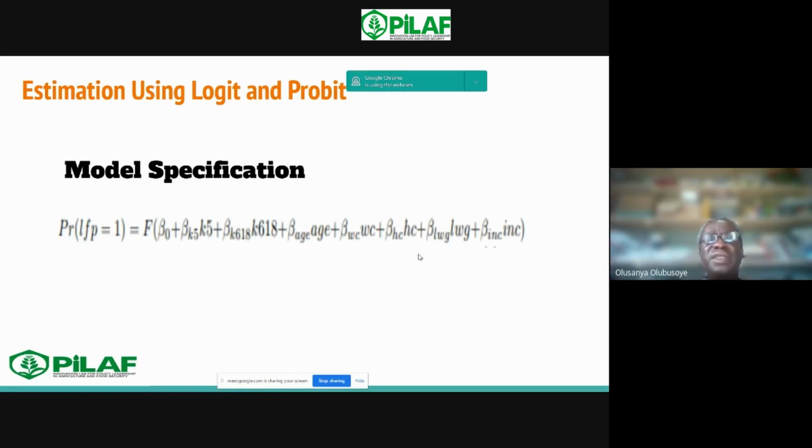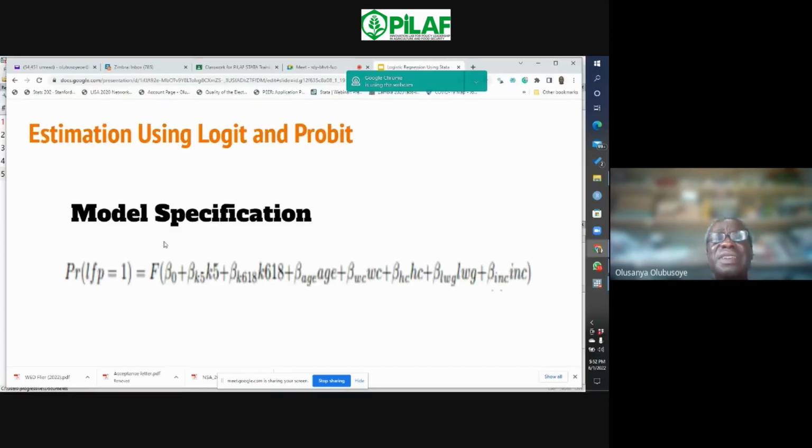So that when you estimate the model, you actually know that, unlike regression, the model you are building is predicting probability, as you can see here. It's not just predicting whether a woman will participate or not. It's actually predicting the probability that a woman will participate in labor force. Is that clear, everybody?